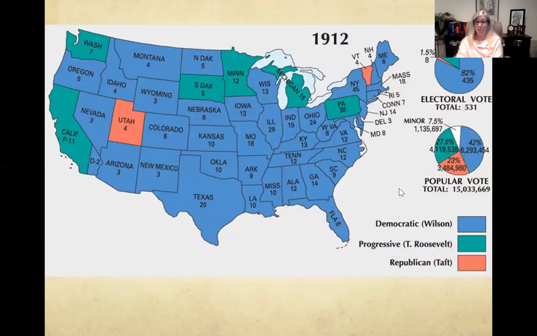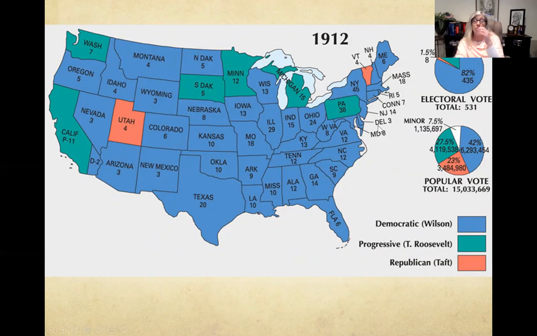So look at the outcome. Wilson wins in a landslide. He wins all of these states in the Electoral College. And it's because these votes were split. Roosevelt and Taft split the Republican vote. All of these areas in the North that we would typically associate with the Republican Party, they're splitting their votes.